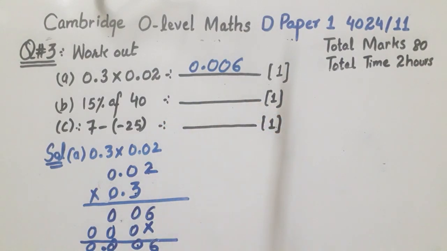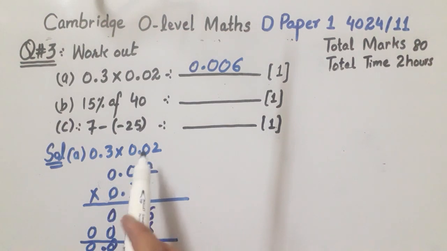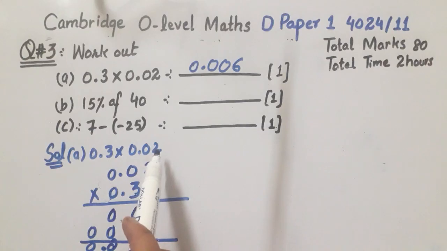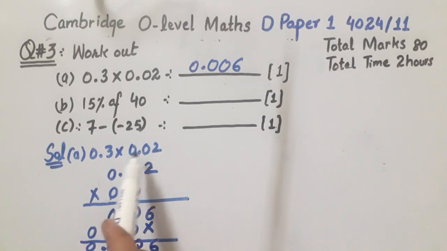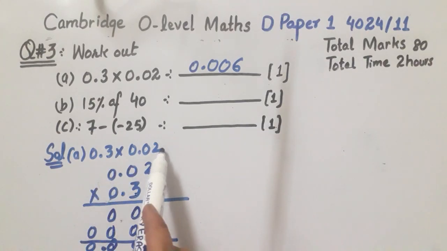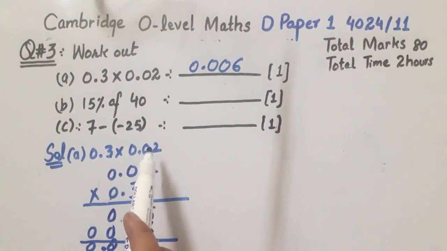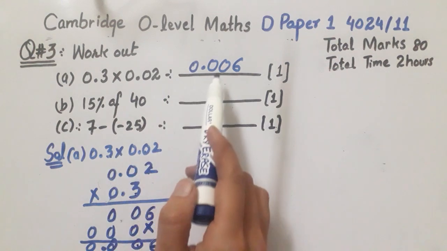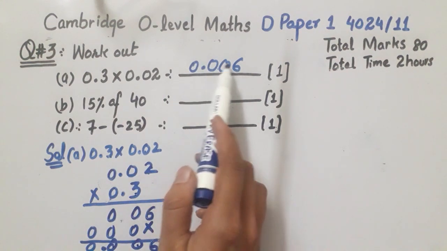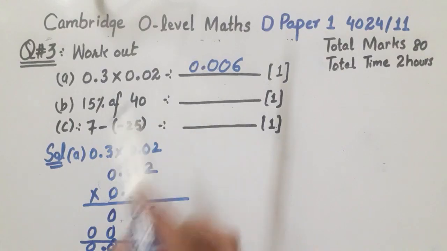0.006. In this A part, you should remember this concept: in the answer, to decide where you will place the decimal, you will count from the right hand side how many digits are after the decimal. So in the question we have 1, 2 and 3 digits on the right hand side of the decimal. So you will write the decimal after the 3 digits in the answer.